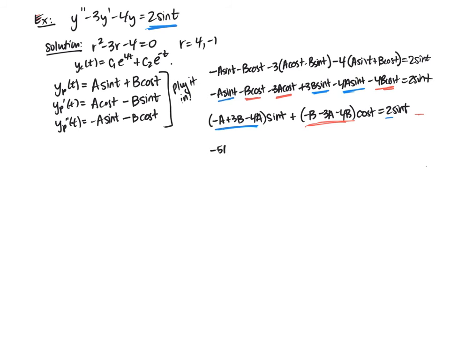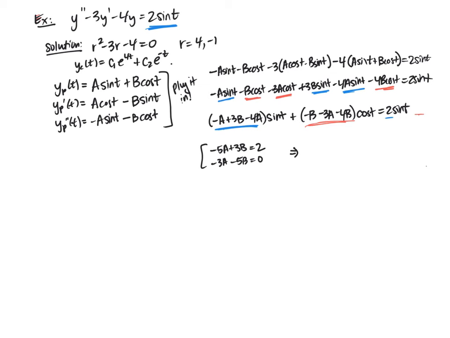So I get that negative 5a plus 3b needs to be equal to 2, and I get that, let's see, negative 3a minus 5b needs to be equal to 0. That gives me two equations and two unknowns in a and b, which I can solve.